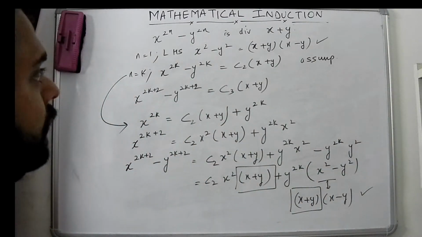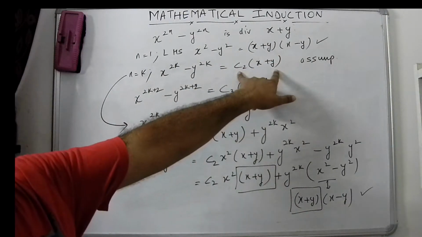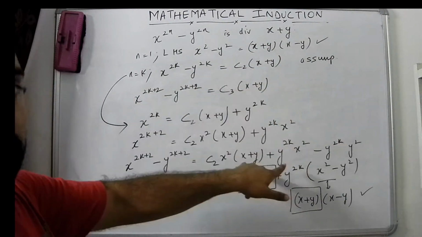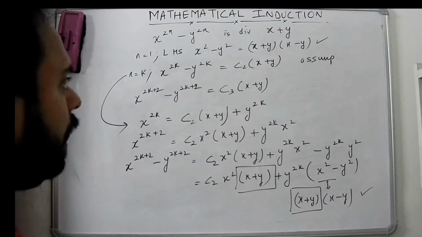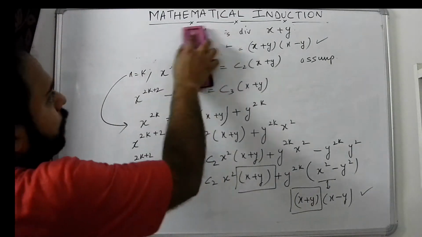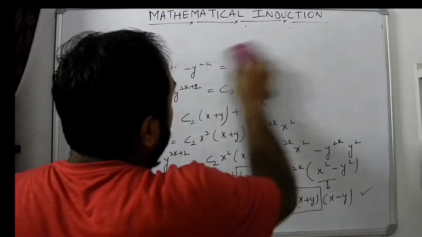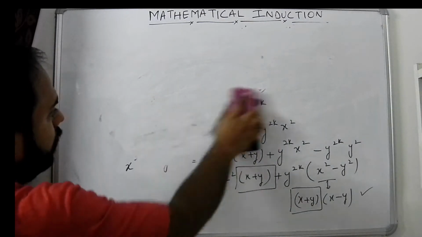So there are two ways. If there is a divisibility thing, let's assume that there is a C2 which is an integer and then replace everything. And likewise, if there is an inequality, just add a positive number to make the inequality an equality, right? Okay.